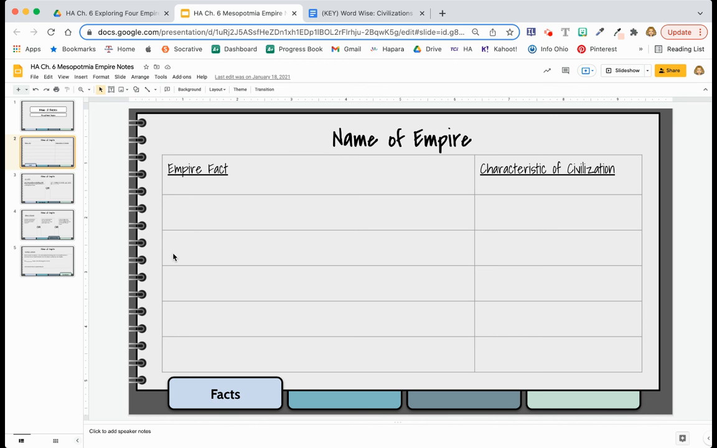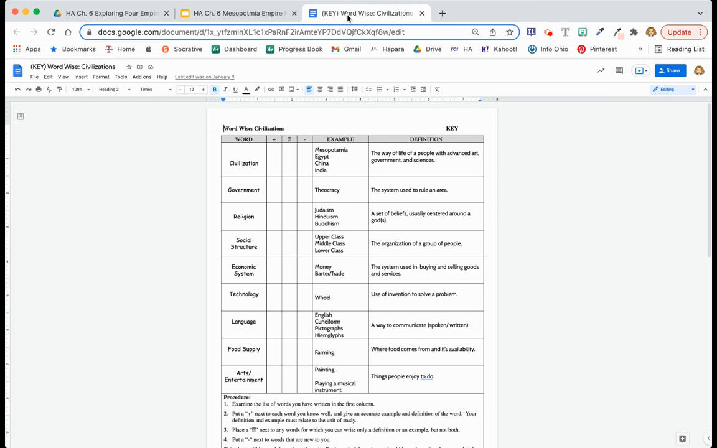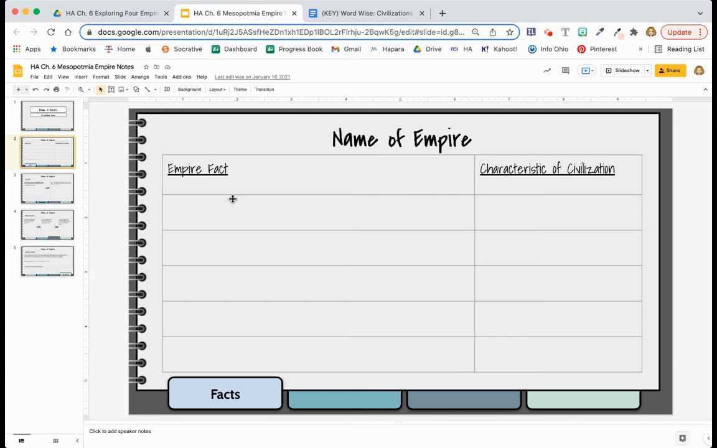Slide number 2 wants you to record a fact about your empire and then record what characteristic of civilization is shown. In your social studies folder, which you may not have with you, so I've also provided this key online, go back to our word-wise. So if you find a fact that has to do with the system used to rule an area, including the leader or the king and the military, you could record that fact here.